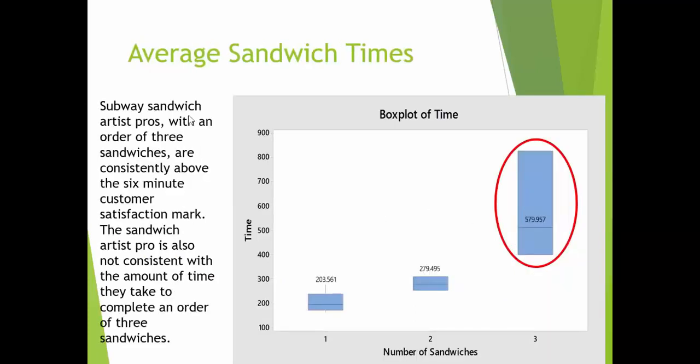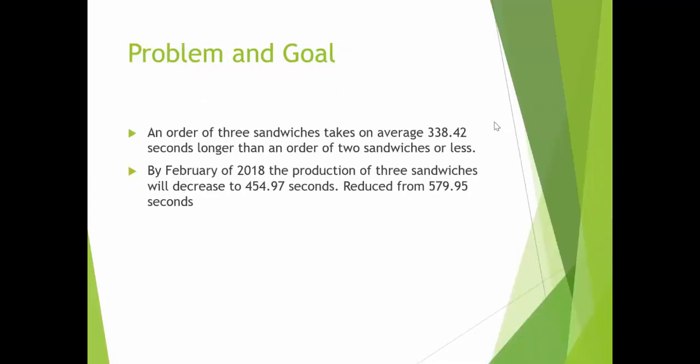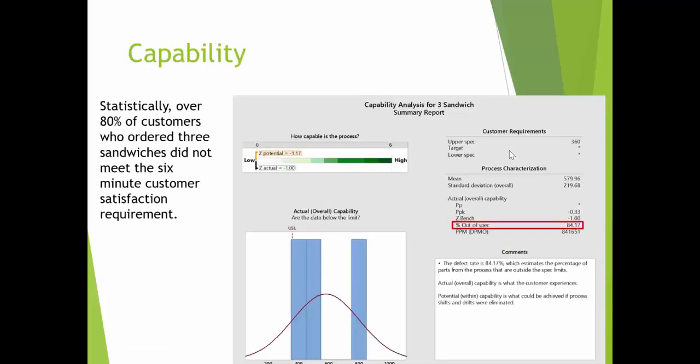There's the pre-analysis that's been done, so he's using a box plot which tells me as a continuous y, cycle time, and discrete x, number of sandwiches. He's using that in the define phase to explain why he's going to focus just on 3 sandwich orders.